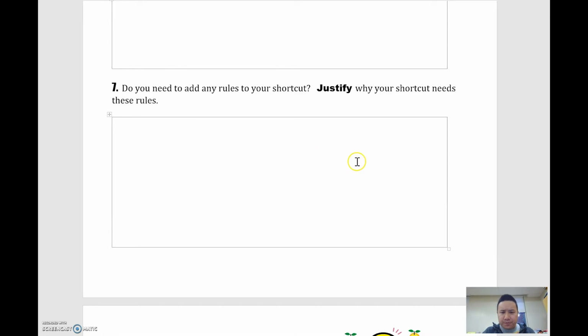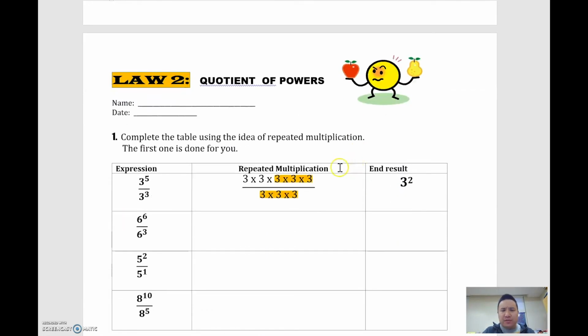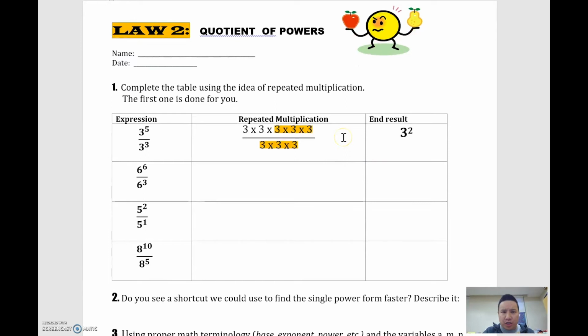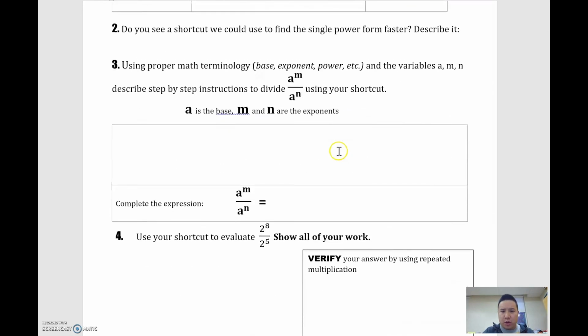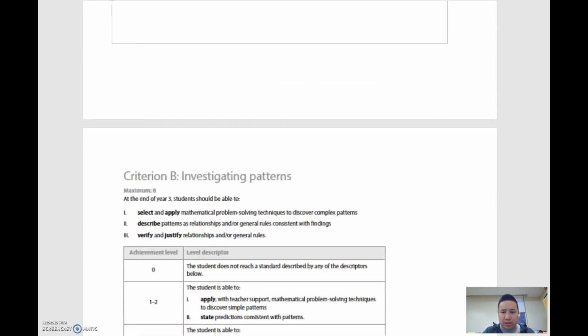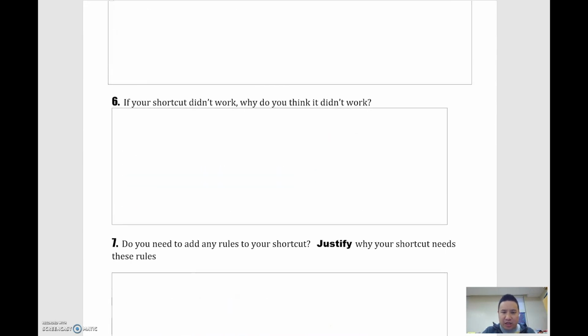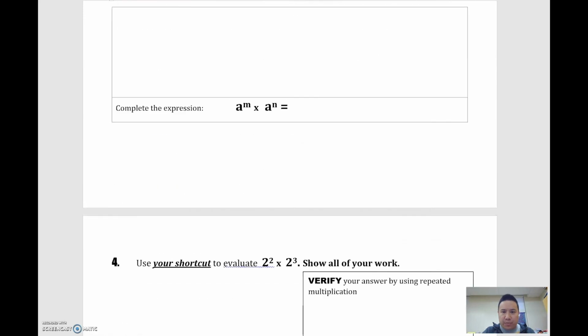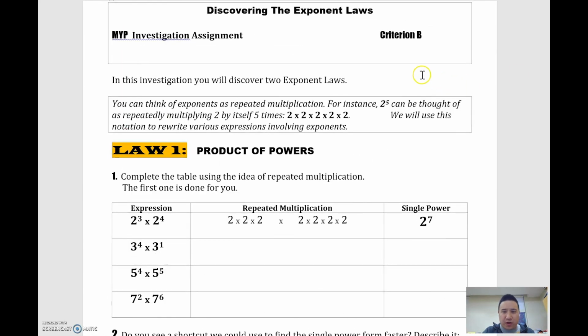This part here is the same process, same steps, but we're now looking at slightly different expressions. So your shortcut may be a little bit different. Work through this. If you have any questions, you can try to ask for clarification. But the instructions should be fairly straightforward. Feel free to rewind if you need to see the instructions again. Good luck.